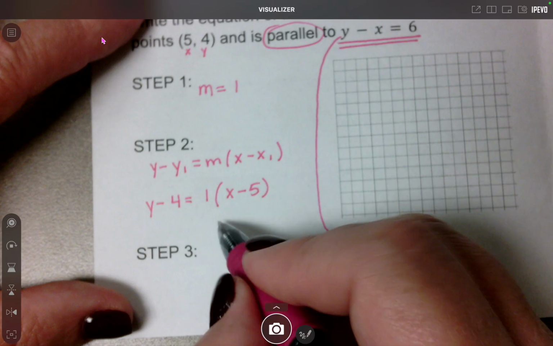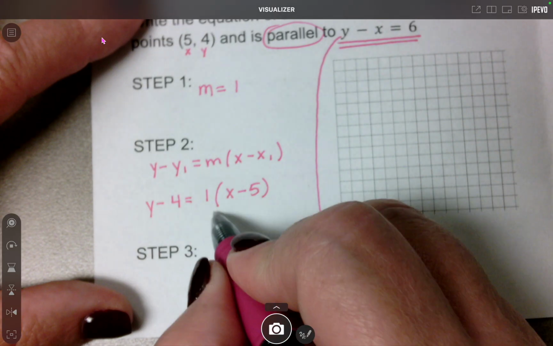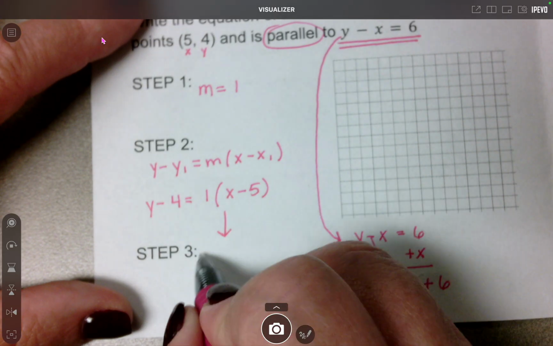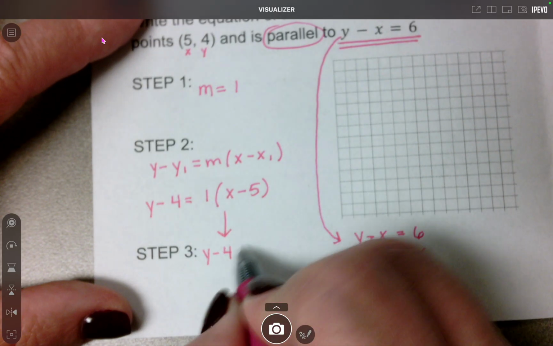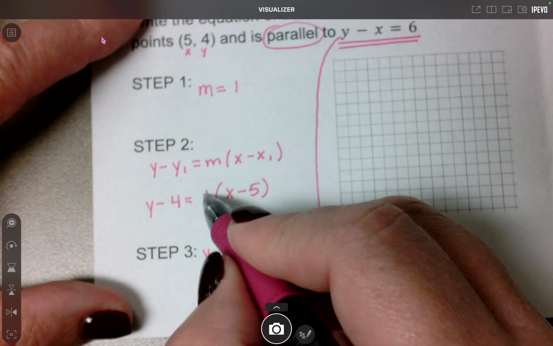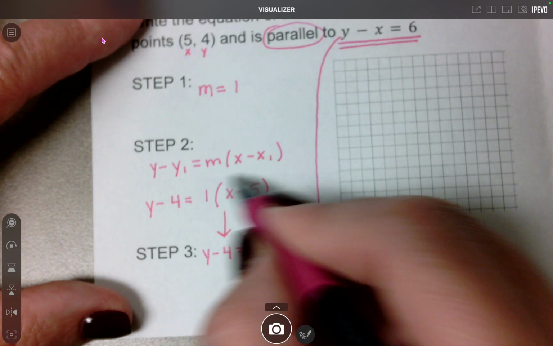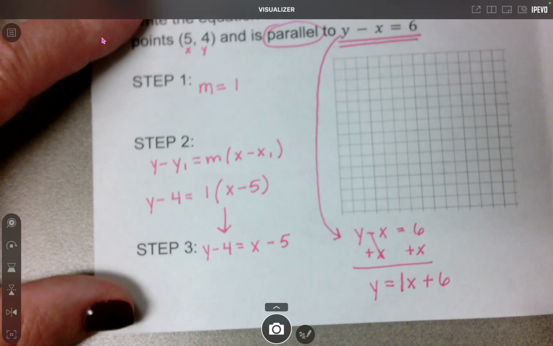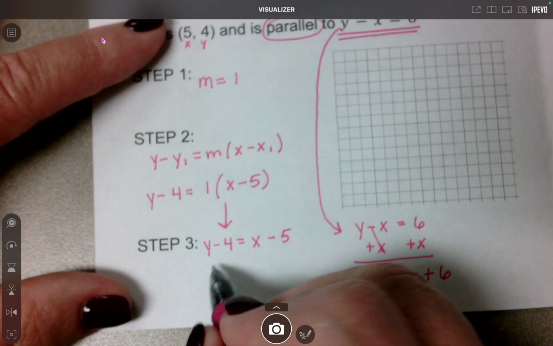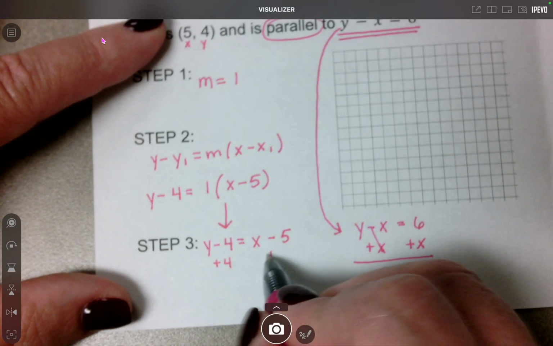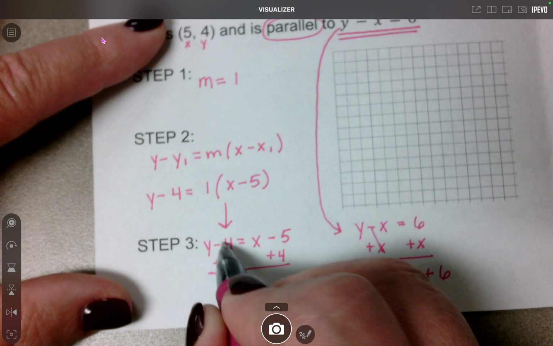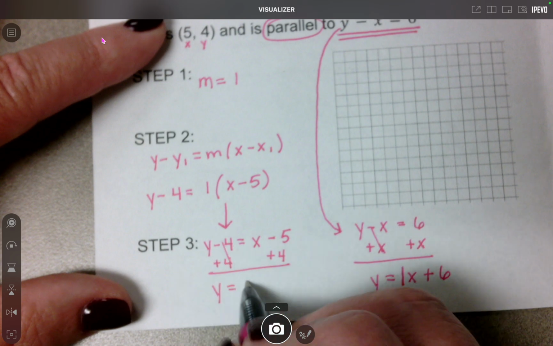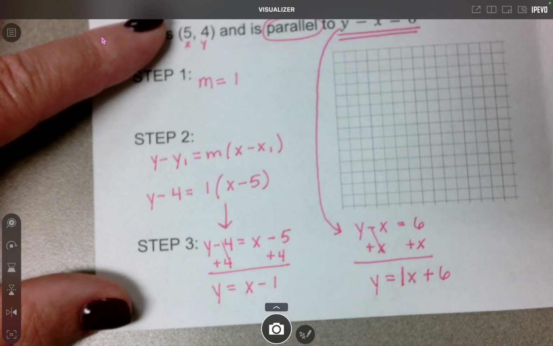Step 3 then is to take this equation and turn it into slope-intercept form. So I know if I distribute this 1, it's not going to change the value. So all I'm left with is x minus 5. And then again, get y by itself. So let's add 4 to both sides. And you have y equals x minus 1.